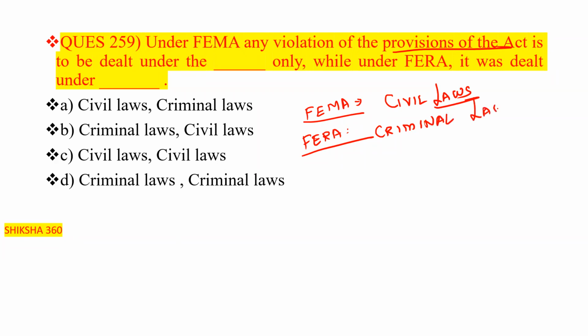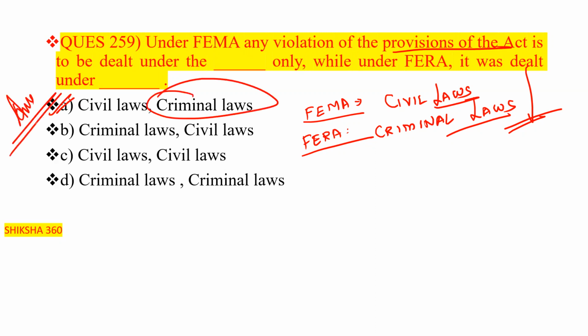I have already discussed the same thing at least two to three times in the session. This is very, very important from the examination point of view. Any violation of the provisions under FEMA is to be dealt under civil laws only, while under FARA it is to be dealt under criminal laws. So option A is the correct answer here. Now move to the next question.